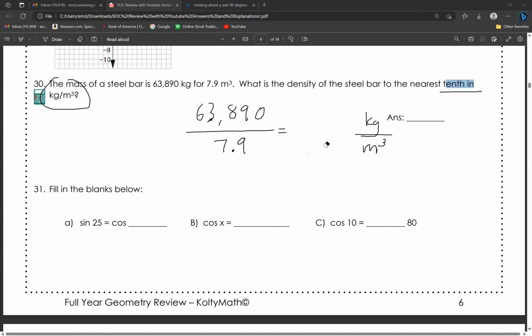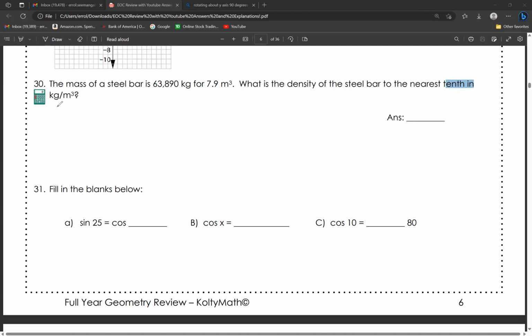8,087 dot 3. 8087.3, yeah, kilograms per meters cubed. Here's your answer right here. Oh, so it's just division then. Yeah. See, look at the units they want you. Just kilograms per meters cubed. They give you the kilograms. They give the meters cubed. Just divide it. That one's pretty straightforward.